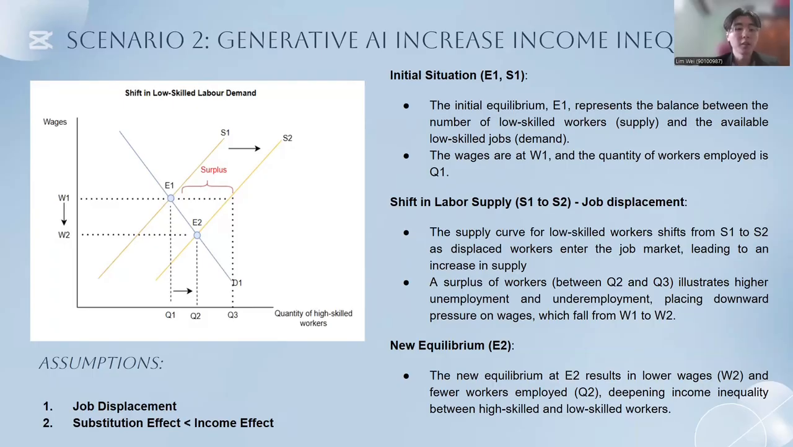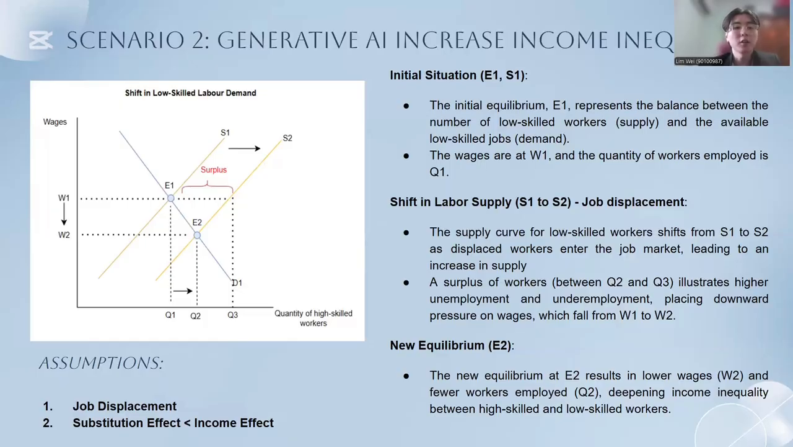But after displacement, the supply of low-skilled workers increases as more displaced individuals flood the job market. This shifts the supply curve from S1 to S2, increasing available labor. However, demand for these roles doesn't increase, and as a result, wages fall from W1 to W2. The number of people employed drops from Q1 to Q2, while the gap between Q2 and Q3 represents a labor surplus, leading to higher unemployment and underemployment.